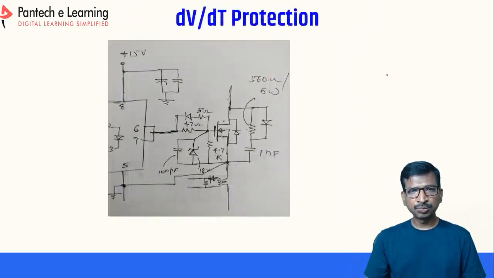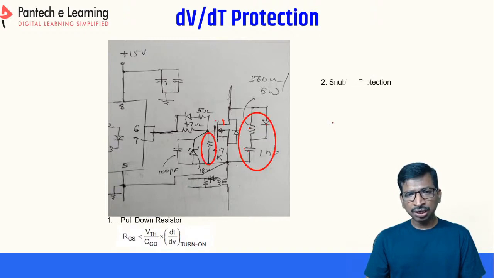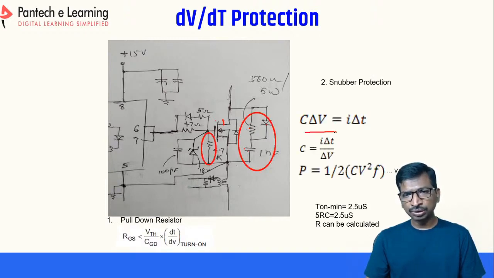Yes. And next one, the dV by dt protection. See here, let us take this is the gate driver, MOSFET. So here we have to use the RCD, that is resistor, capacitor and then diode. So this RCD you have to use. For calculating the capacitance and the resistance value, this is the formula to calculate the RCD value, right? So this is C into delta V naught is equal to delta I naught, right? So from this, capacitance is I into delta T divided by delta V.